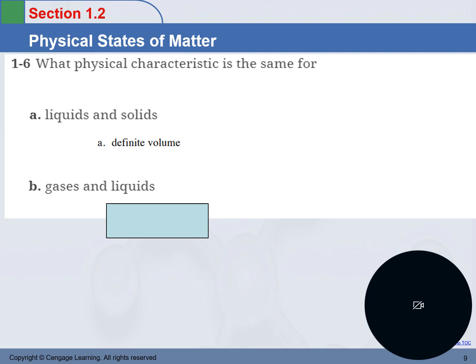So what physical characteristic is the same for liquids and solids? Hopefully you would say that is a definite volume. Similar question between gases and liquids, and hopefully you would say that's an indefinite shape. And here are your answers. Hopefully you were correct.